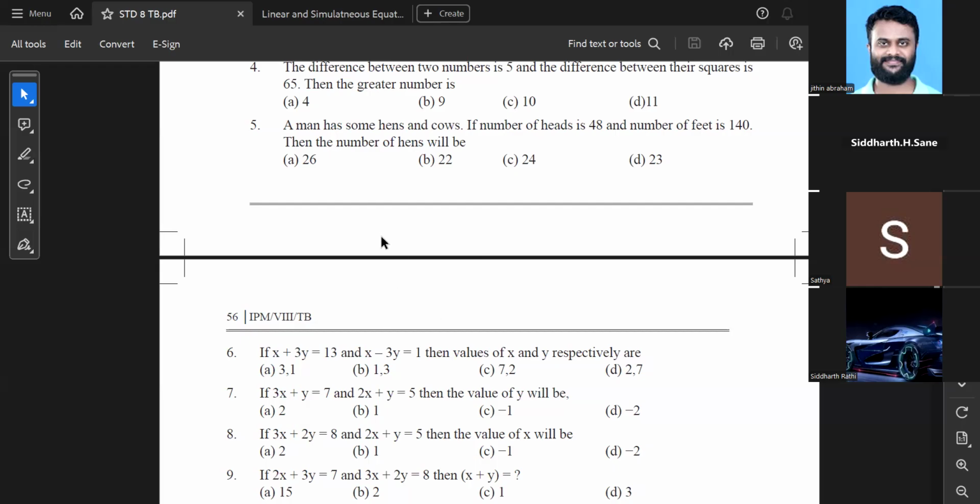I'll just solve it. A man has some hens and cows. The number of heads is 48. The number of feet is 140. The number of hens will be how much?